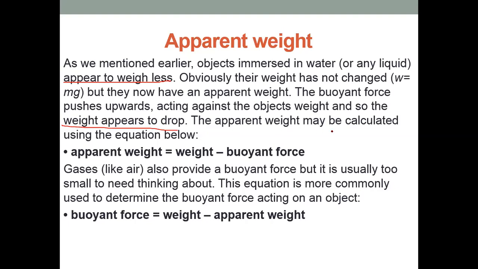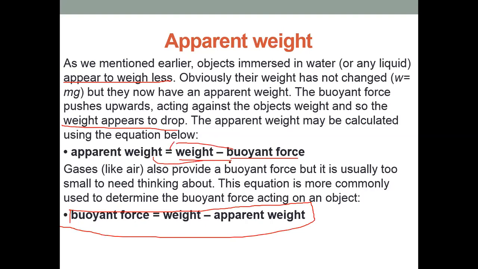The apparent weight may be calculated by using this formula: apparent weight equals weight of the object minus buoyant force. Gases like air also provide a buoyant force, but it is usually too small to need thinking about, so we ignore that. This equation is going to be more commonly used: buoyant force will be equal to weight minus apparent weight. When you move the buoyant force over here and apparent weight over here, you get this equation.